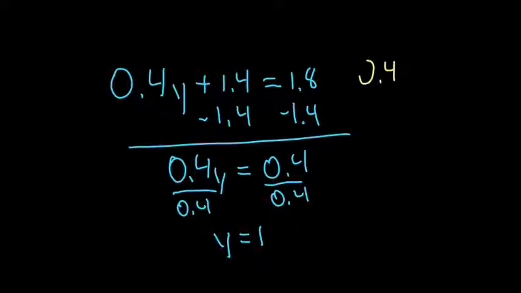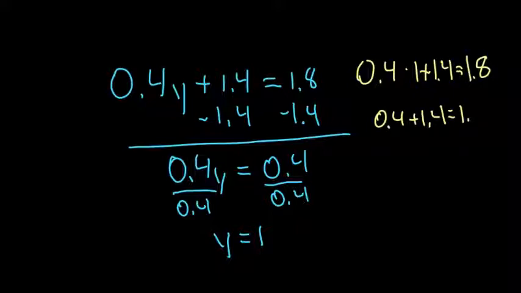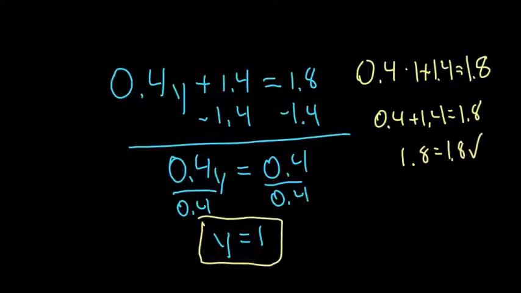4 tenths times 1 plus 1 and 4 tenths equals 1 and 8 tenths. So 4 tenths times 1 gives me 4 tenths. So I get 4 tenths plus 1 and 4 tenths equals 1 and 8 tenths. So 4 tenths plus 1 and 4 tenths equals 1 and 8 tenths, which equals 1 and 8 tenths. So I know I did that correctly. So my final answer is y equals 1.